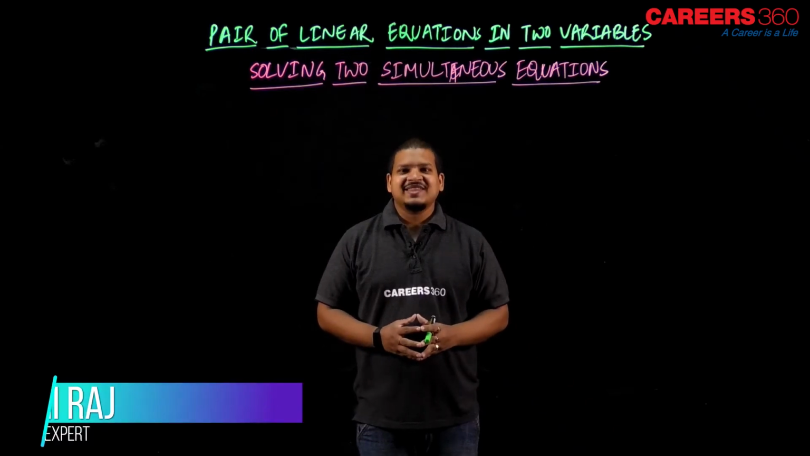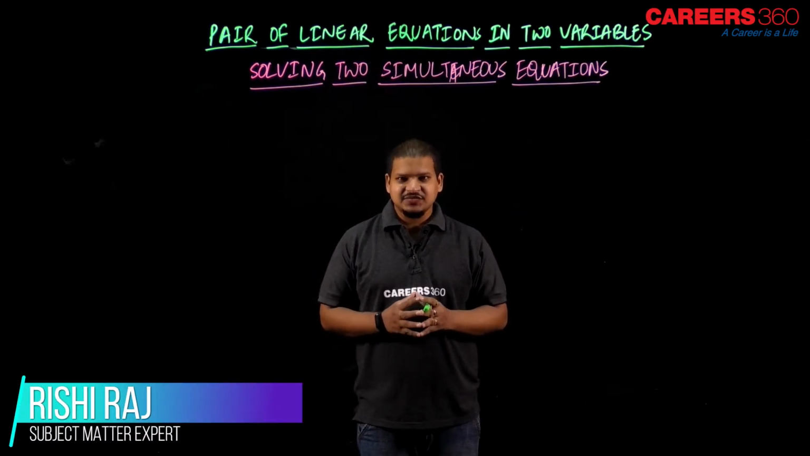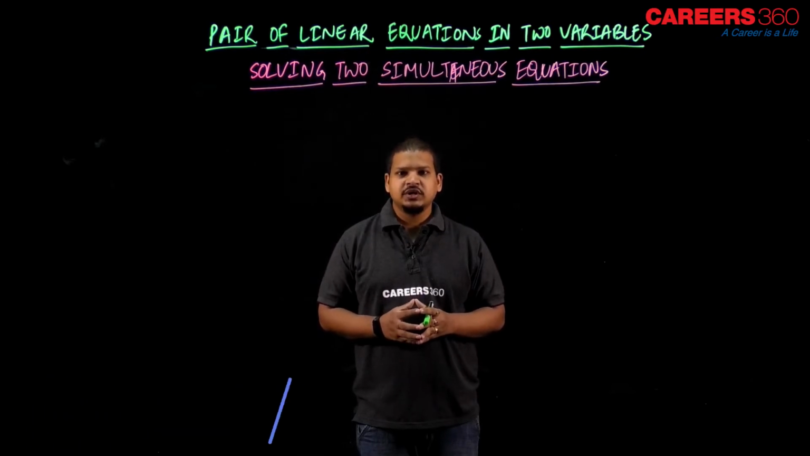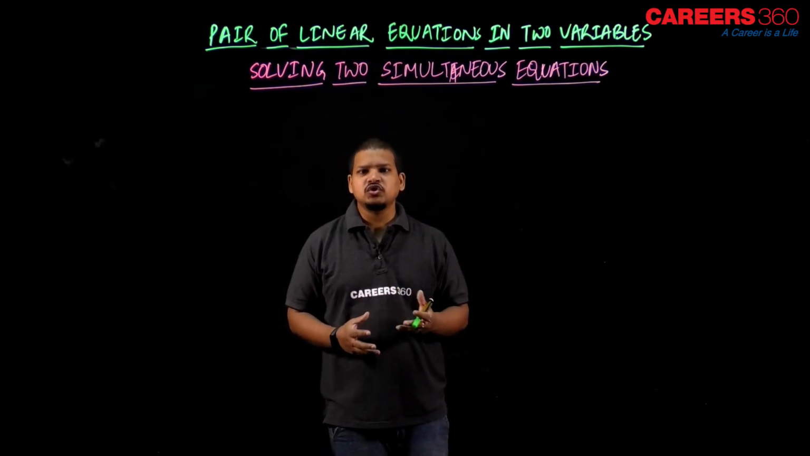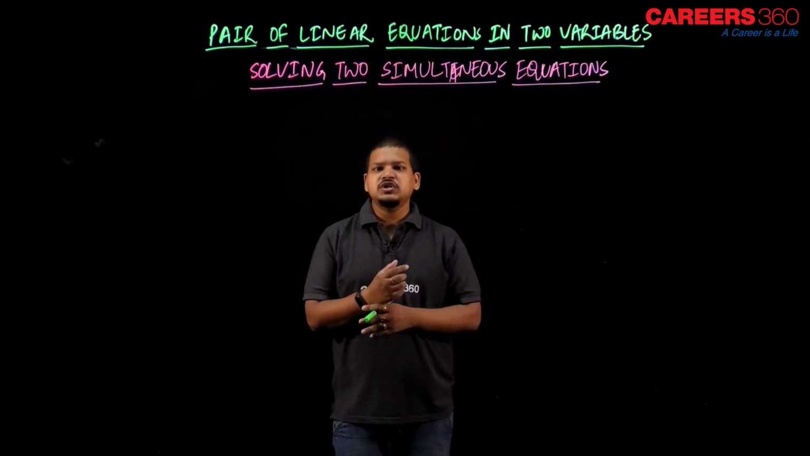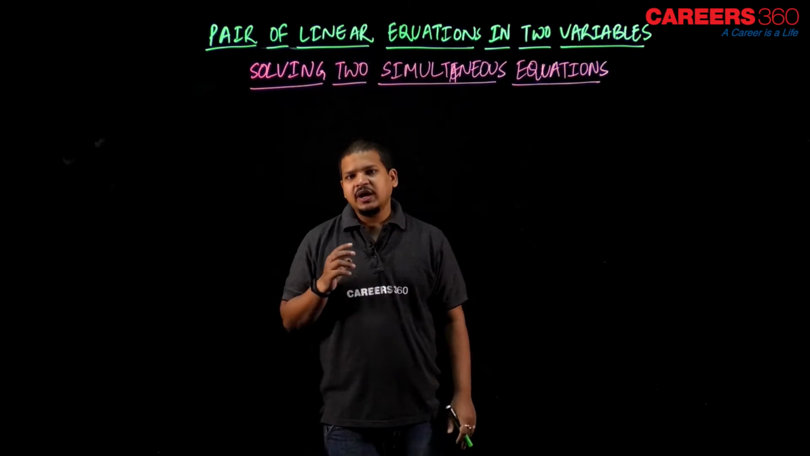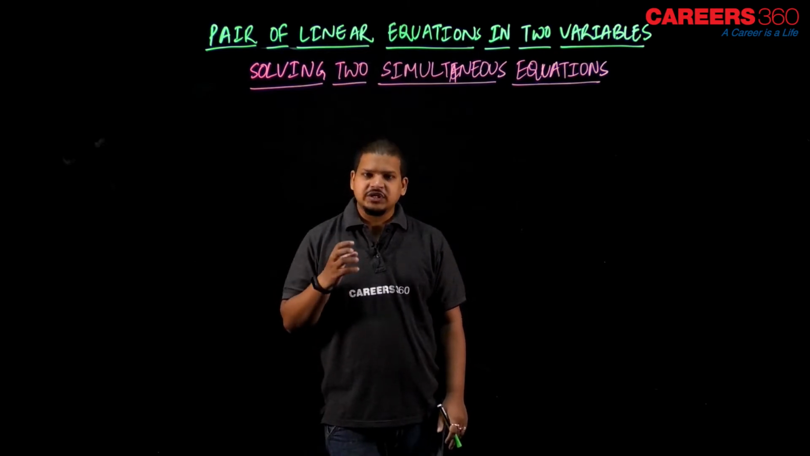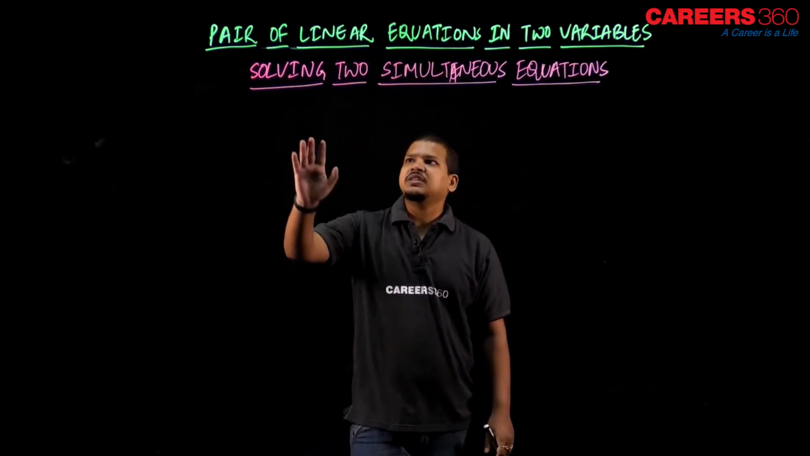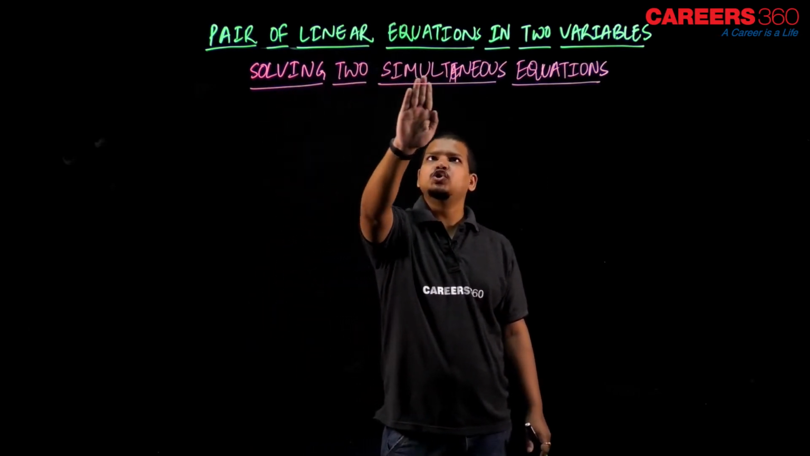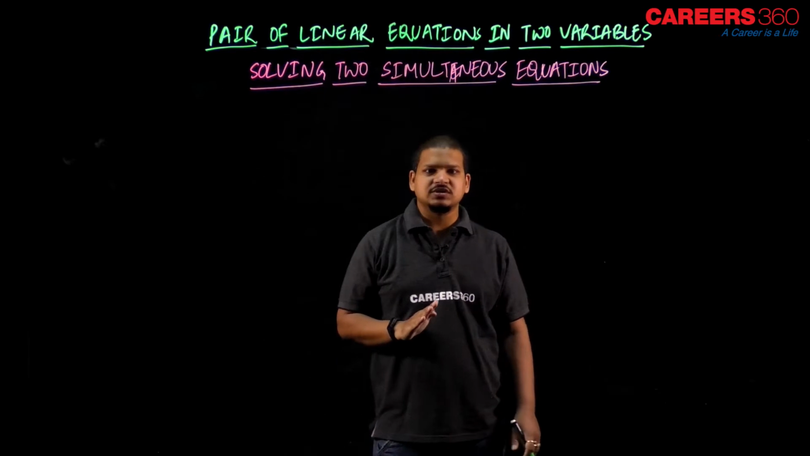Welcome back everyone. So in this session, as discussed, we are going to learn about how to get the unique solution of a linear equation. And in order to get the unique solution of a linear equation, we need to have at least two equations. And then we solve those two equations simultaneously, and that is why this method is known as solving two simultaneous equations, right?